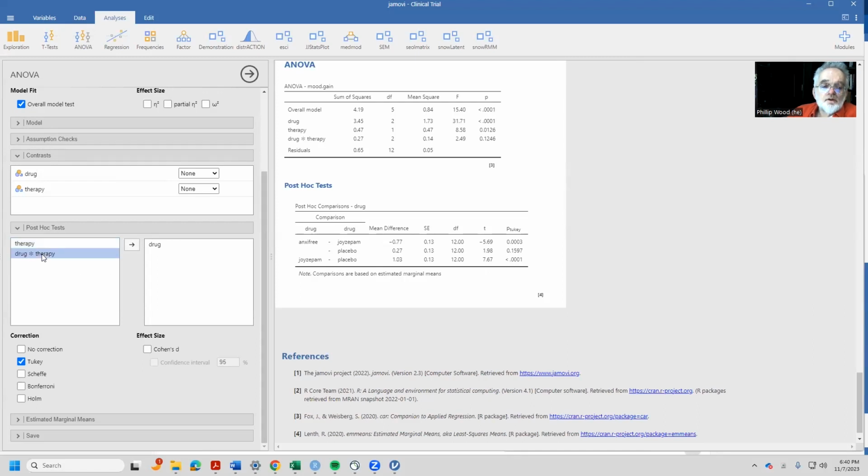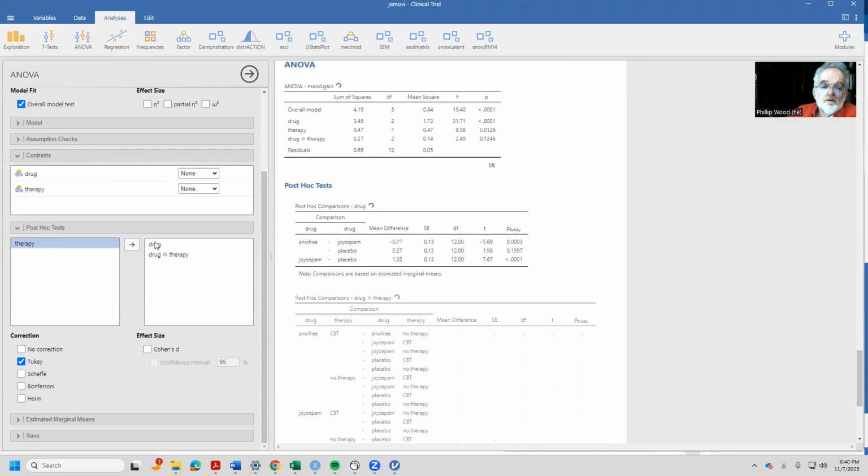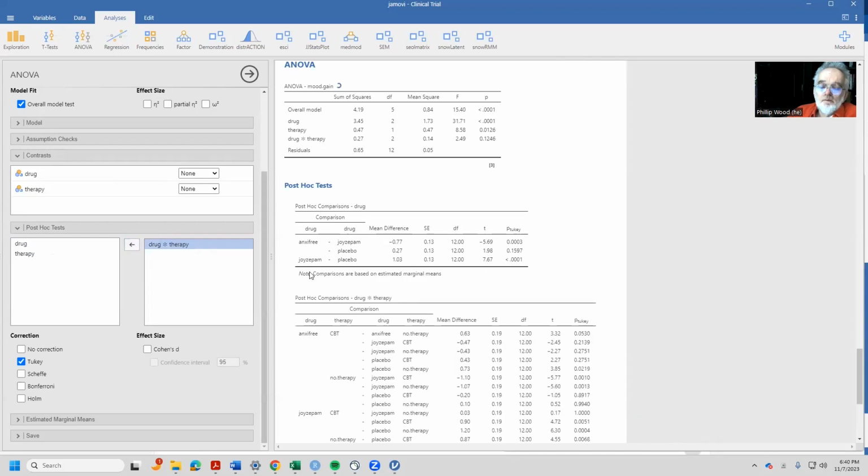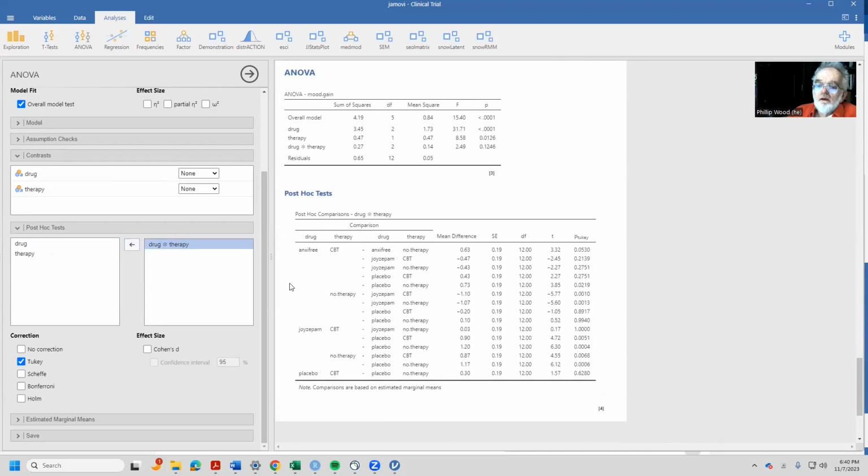Maybe I'm interested in looking at the interaction effect. So let me send that main effect back out. Now I've got all the cells compared with all of the cells. So anxiety-free with cognitive behavioral therapy compared with anxiety-free with no therapy. And I have a bunch of p-values down here. Those are basically telling me where there might be individual pairwise differences going on.